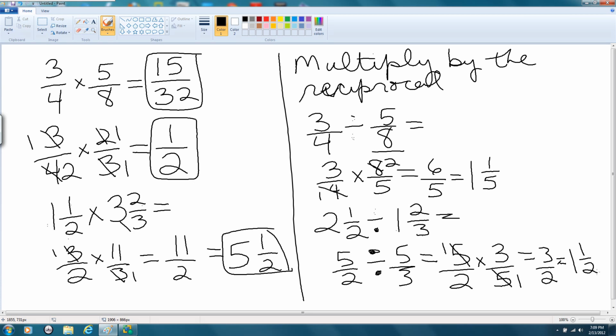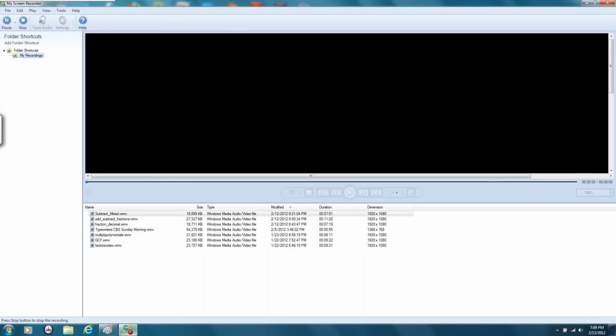In class, we'll probably do some more complicated problems with variables in them also. But for right now, that will end this lesson.